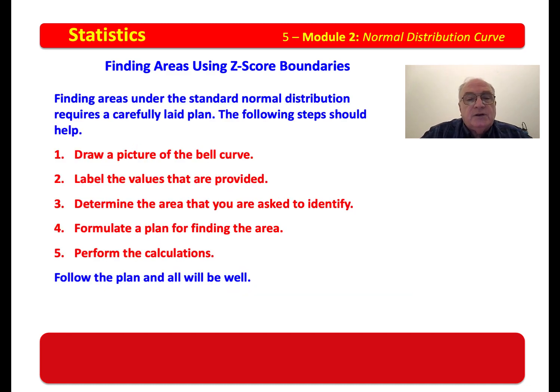Now, finding areas under the standard normal distribution requires a carefully laid out plan, and again, the following steps should be helpful. Draw a picture of the bell curve. I've been known to get so emphatic about drawing the picture for those that want to do it that I would say, draw the stinking picture. Draw the picture of the bell curve. Label the values that are provided. Determine the areas that you're asked to identify. Look at what the curve gives you and formulate a plan. Perform the calculations, and you're there. 5 steps, and you've got that down.